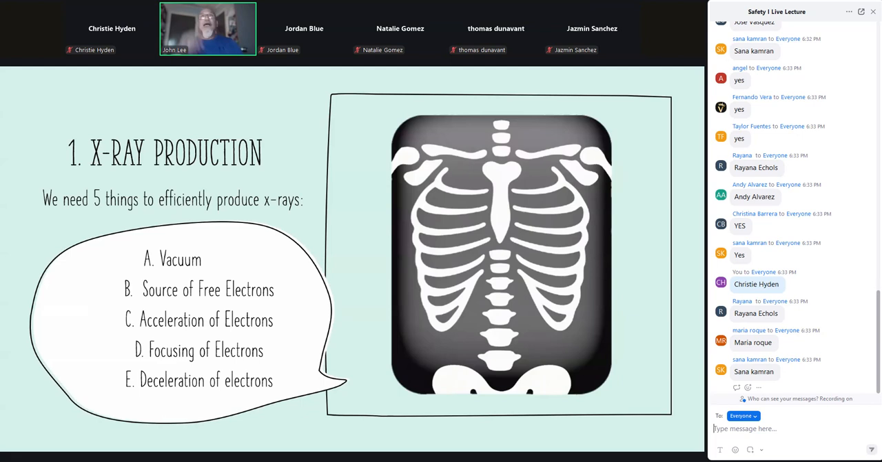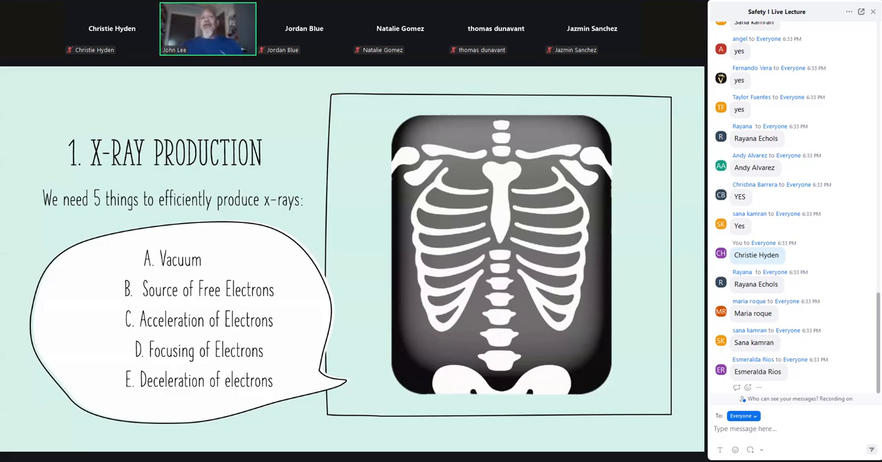Now, under the section of X-ray production, there are 5 things that we need to efficiently produce X-rays. Now, notice the word efficiently, okay? We really only need 3 things to produce X-rays, but in order to get the most out of our equipment, which already is pretty inefficient because of the randomness of how we generate this electromagnetic radiation, there are 2 other things that we do to help with our efficiency and improve image production.